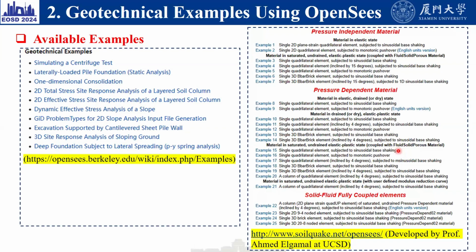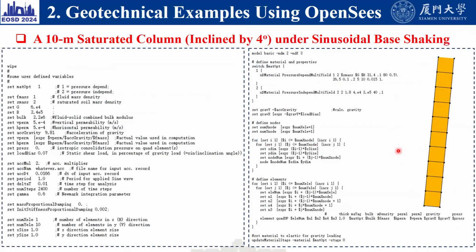These examples are very simple, for pressure-independent material, pressure-dependent material, and solid-fluid fully coupled elements, for one single element, 3D element, or soil column. Let me show you a simple example: a 10-meter saturated column inclined by 4 degrees under sine wave base shaking. Why do we put the 4-degree inclination here? Like I said, the deformation will be accumulated under this initial shear stress.